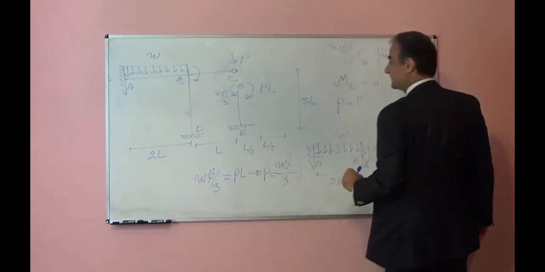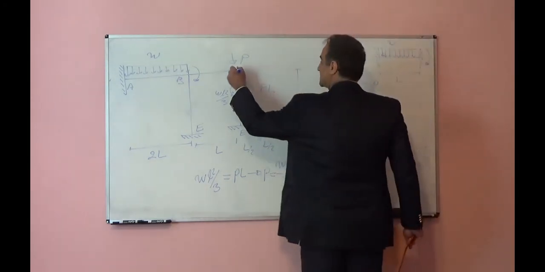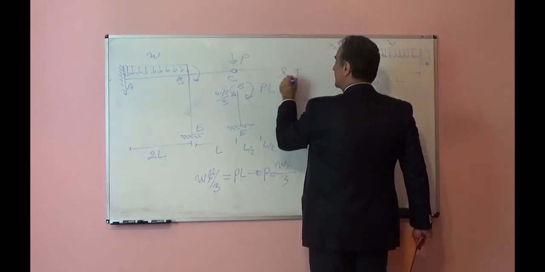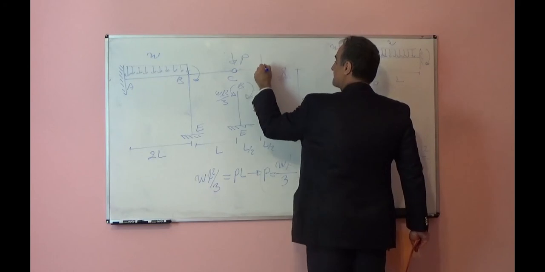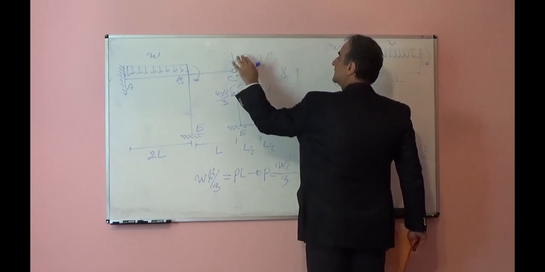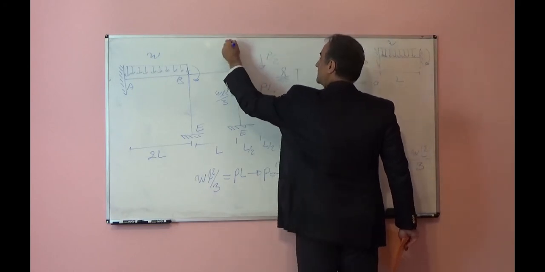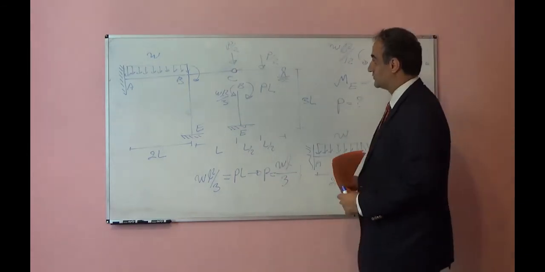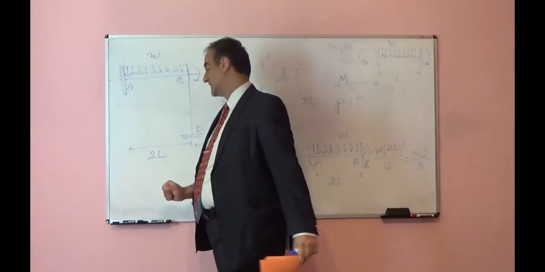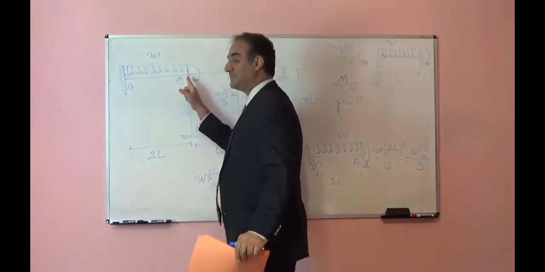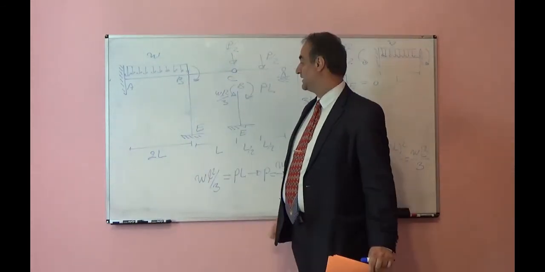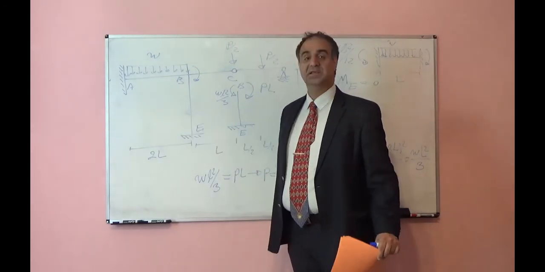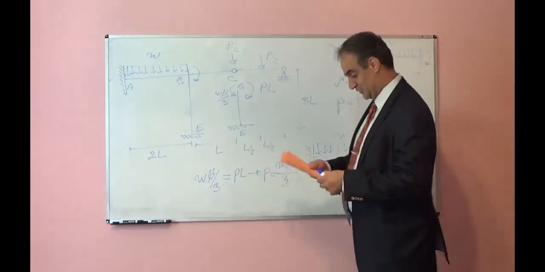So if we choose in this structure initial shape, P over 2, P over 2, the magnitude of P equal to W times L over 3, we will not have any rotation at joint B, and the moment reaction at support E will be equal to 0.